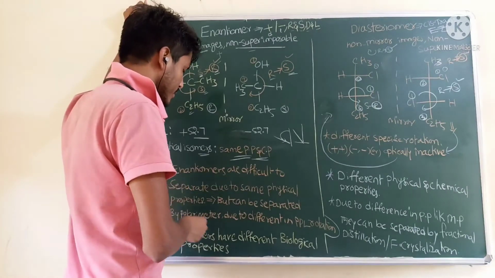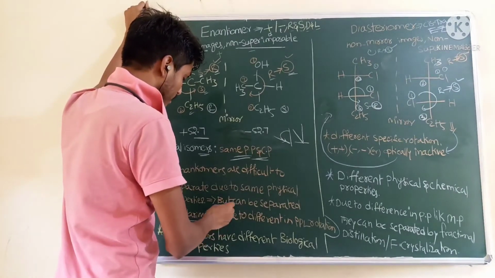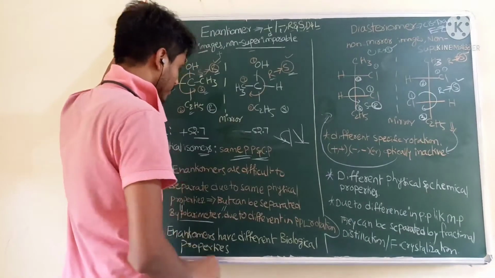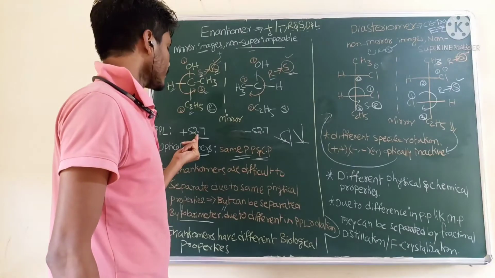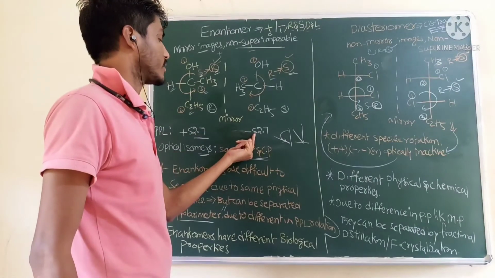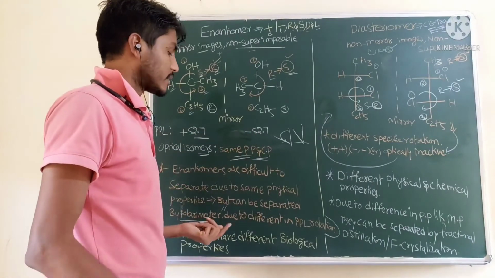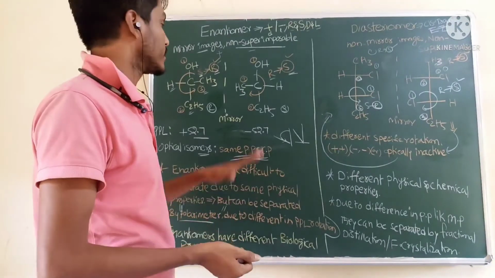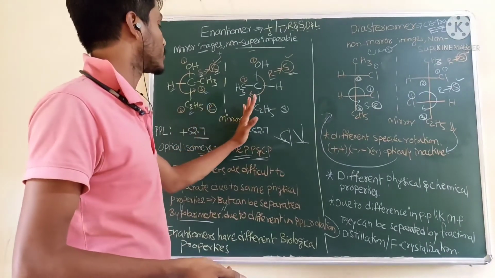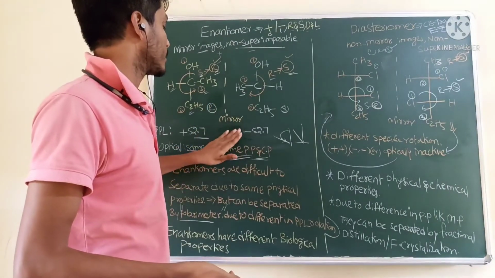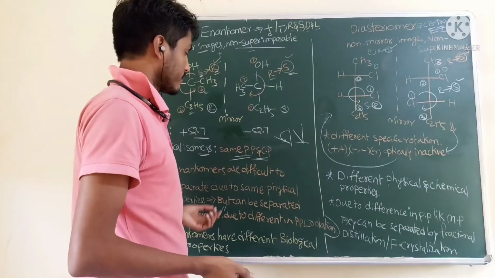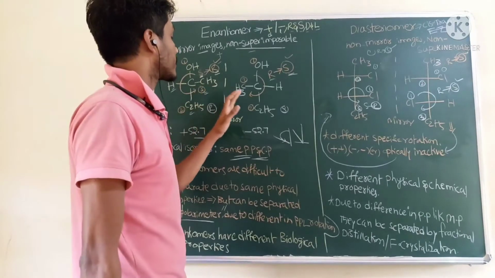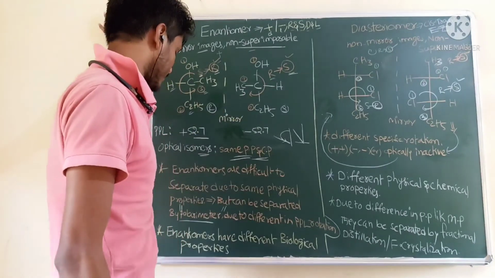But they can be separated by using a polarimeter. Why? Because this will rotate to the positive side, this will rotate to the negative side. So we can separate by using plane polarized light. This is positive, it will rotate to the right side. So due to the difference in plane polarized light rotation, we can separate them by using a polarimeter.